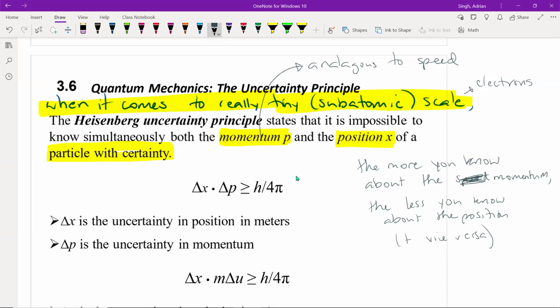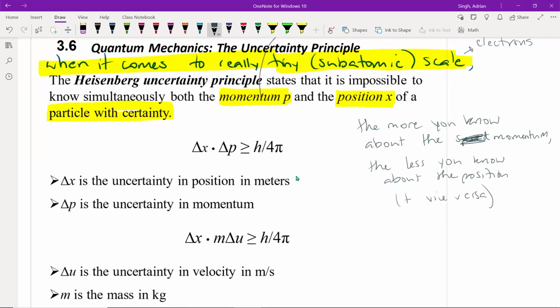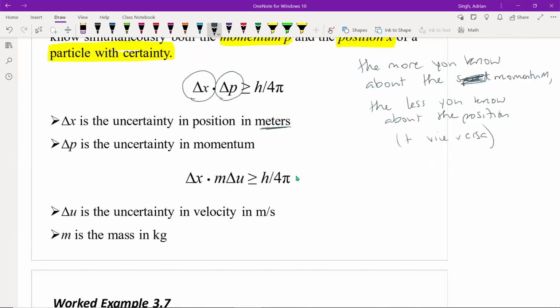And that is encompassed in an equation. We have delta x. Okay, delta x is the uncertainty in the position, so where that particle is, and that's in meters. And then delta p corresponds to the uncertainty in the momentum. Because momentum is the mass times the velocity, we can factor out the mass in this term and simplify it a little bit. So we have the mass times the change in, so delta u here would be the uncertainty in the velocity.